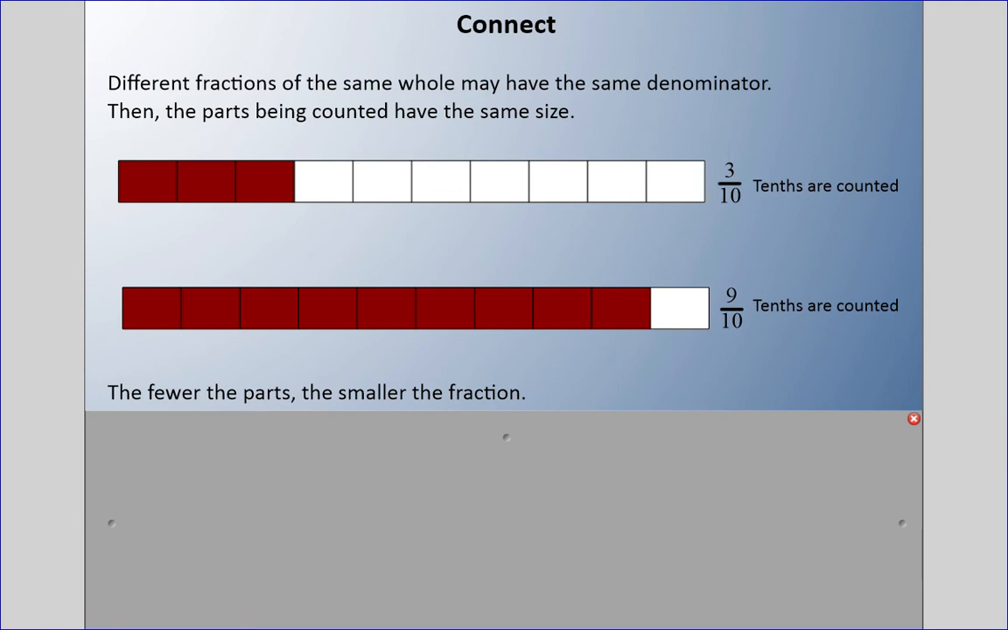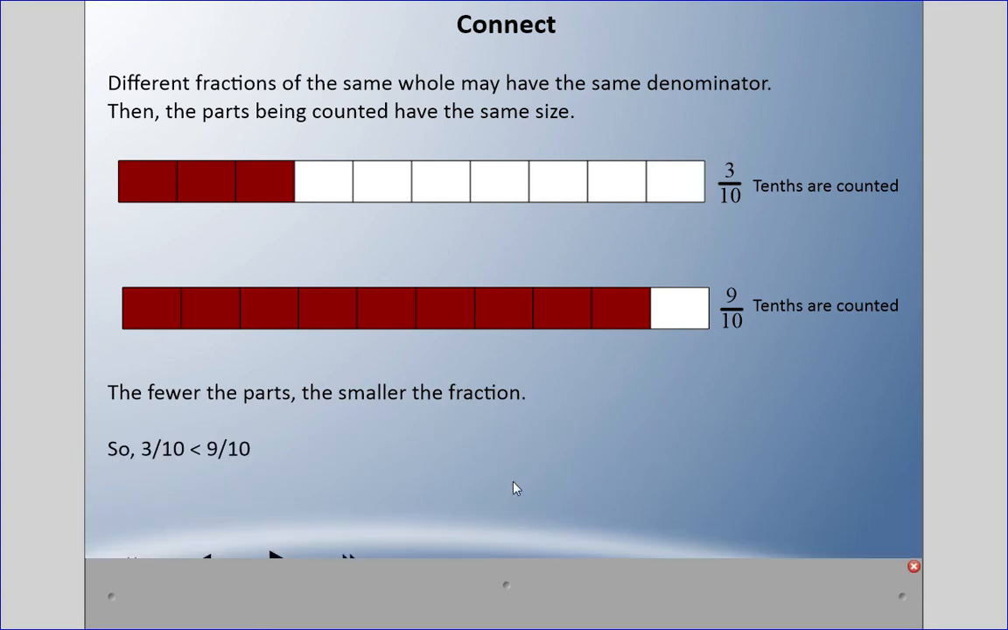So I have two bars here. They both have 10 equal parts. They're both the same thing, but in the top one, only 3/10 or 3 colored squares are counted. In the bottom one, 9/10 or 9 squares are colored. So the fewer the parts, the smaller the fraction. And when I say fewer the parts, that means the fewer parts being counted. So you can see in the 3/10 there's fewer parts being counted, so it is a smaller fraction. So in this situation, 3/10 is less than 9/10. Let me say that again. 3/10 is less than 9/10.